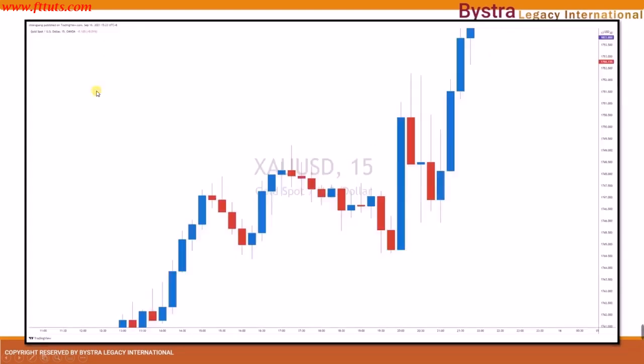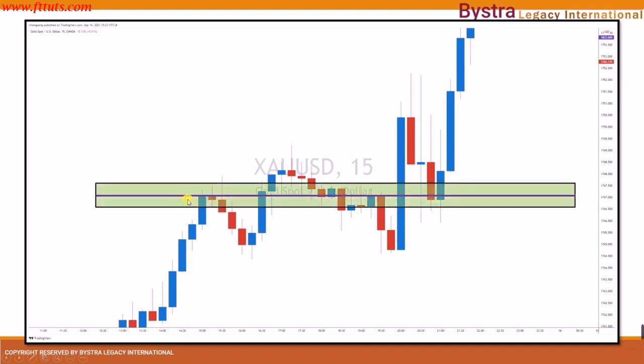Okay, now let's have a look at another example here. Okay, see this guys. So we have the resistance, we mark the horizontal line, we have the drop base rally. However, this is not considered as an SNRC2 anymore. Why guys? Are you able to find out why it doesn't count as an SNRC2 setup?